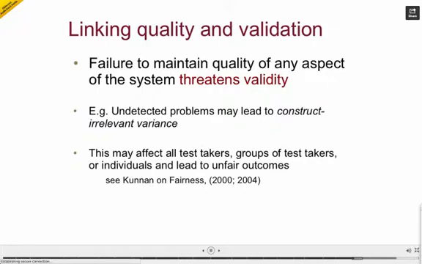Failure to maintain the quality of any aspect of the system threatens validity, and we can see some from the examples I gave. Undetected problems here may lead to construct-irrelevant variance creeping in that may affect some of the test takers, all of the test takers, or just one or two individuals, and thus lead to unfair outcomes. And you can look at the work of Antti Kuhnen on this question of fairness.